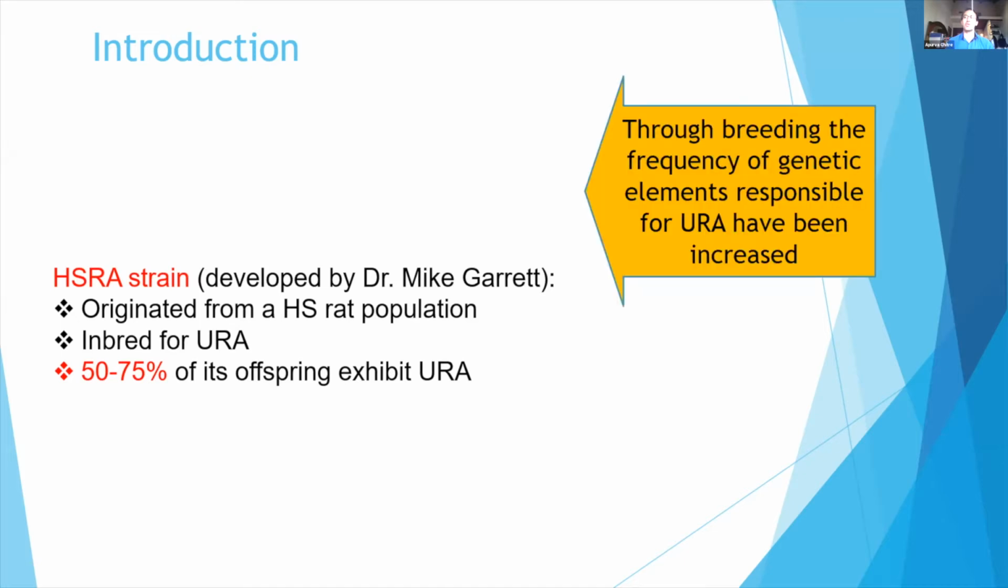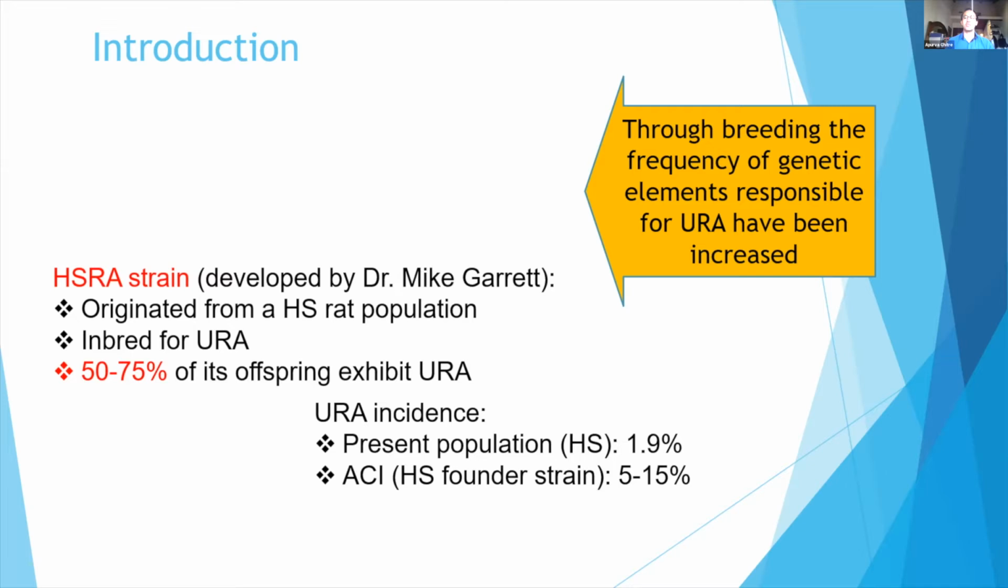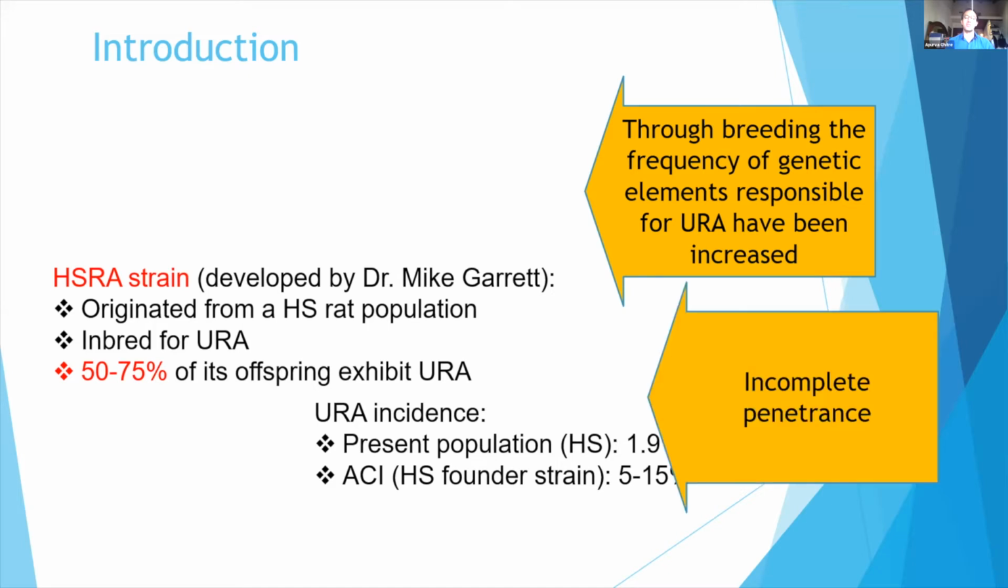This shows that through breeding, it's possible to increase the frequency of those elements that are responsible for URA and increase the incidence of this specific phenotype. The incidence in the present population is around 1.9%. I'm going to show the ACI incidence. This is one of the 8 founder strains of the HS population, and it's the one with the highest incidence. It goes between 5 and 15% of the offspring.